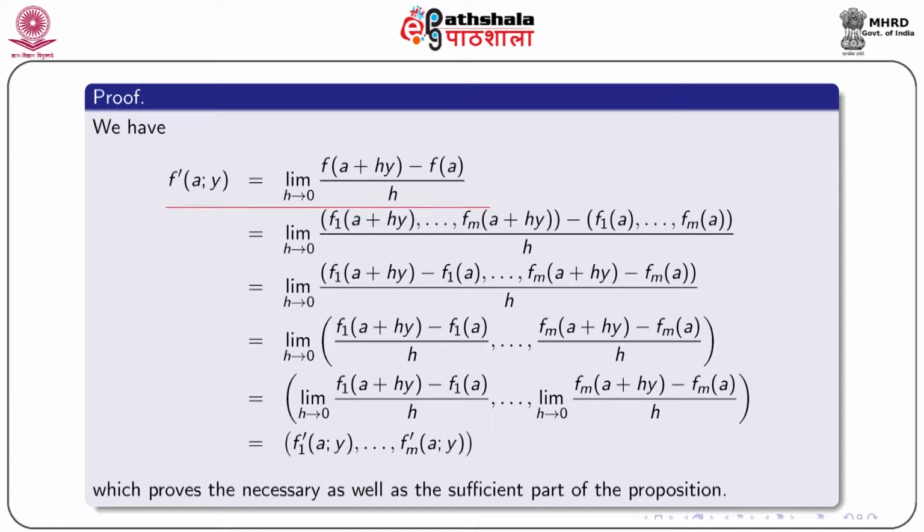We give the proof. We have F'(a; y). By definition, it equals the limit of (F(a + hy) - F(a))/h as h approaches 0. Now we write down the values of F(a + hy) - F(a) in terms of its components. Then we can write this as the limit, as h tends to 0, of the following m-tuple: (F1(a + hy) - F1(a))/h, continued, where the last term is (Fm(a + hy) - Fm(a))/h. So, the value of this equals the m-tuple of limits as h tends to 0 of (F1(a + hy) - F1(a))/h, continued up to the limit as h tends to 0 of (Fm(a + hy) - Fm(a))/h. So, this equals (F1'(a; y), up to Fm'(a; y)). So, this completes the proof.